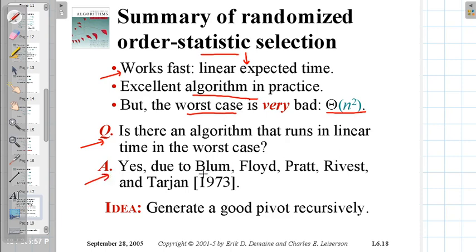this algorithm, that was proposed by them in 1973. And the idea is we have to generate the good pivot recursively. Okay, we have to generate a pivot recursively.